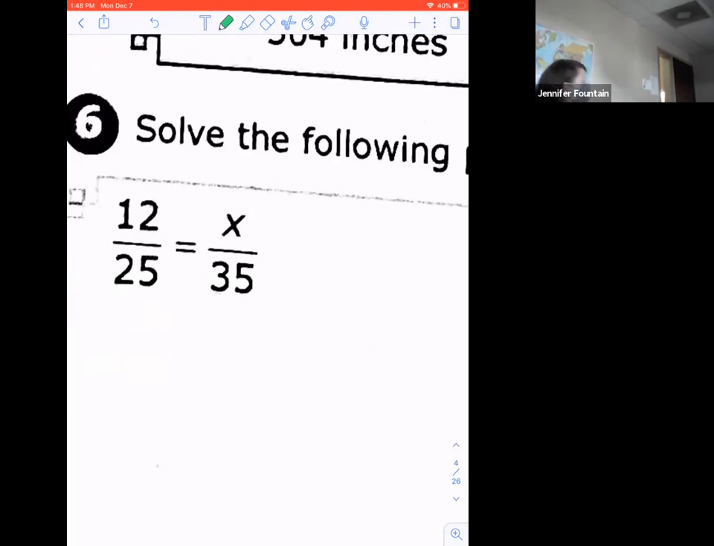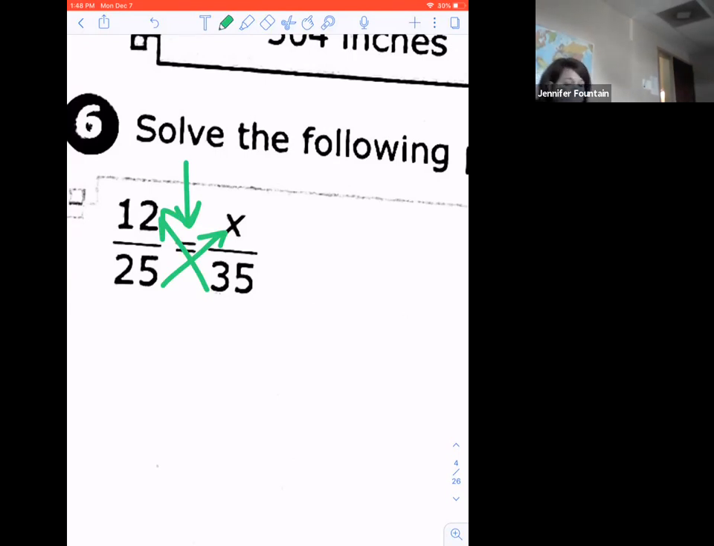Now, how do I solve for my unknown measure in a proportion? What do I need to do to solve for X here? Anybody remember? When I have my equal sign between the two, that means I cross multiply. Okay, so as long as there's that equal sign in the middle, I can cross multiply.